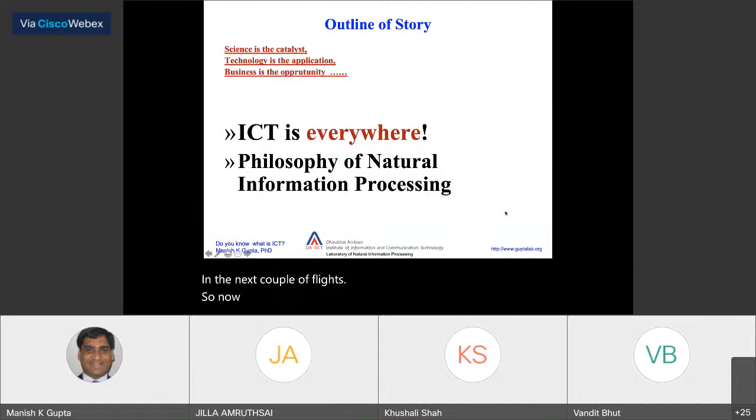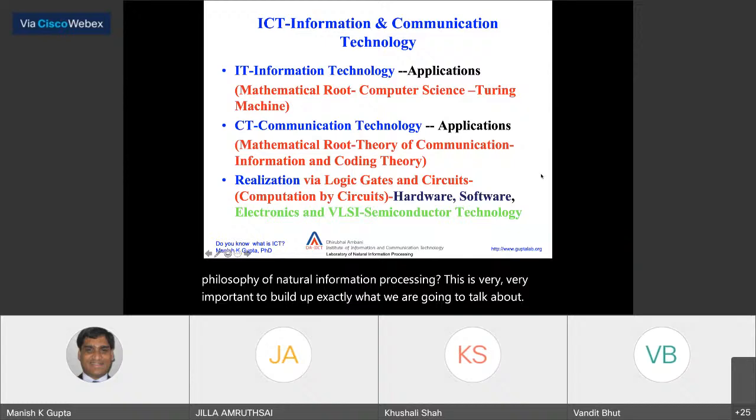Now first, I would like to give you an outline of the story: that ICT is everywhere, or the philosophy of natural information processing. This is very important to build up what we are going to talk about. ICT consists of IT and CT. IT is information technology, the application layer, and the mathematical root is computer science. If you have done a course on introduction to theoretical computer science, it will be really nice; you can understand many concepts. Similarly, in communication technology, that's the application layer, and the mathematical root is the theory of communication, information and coding theory. Both of these areas are very important.